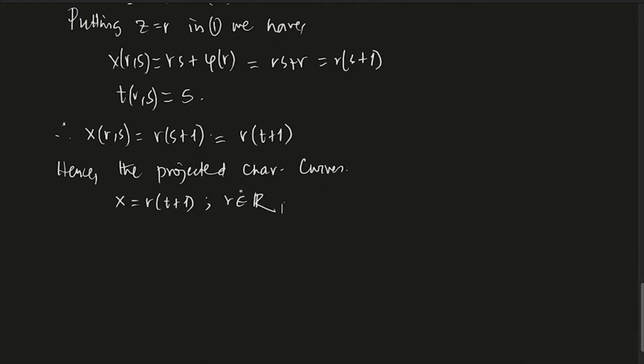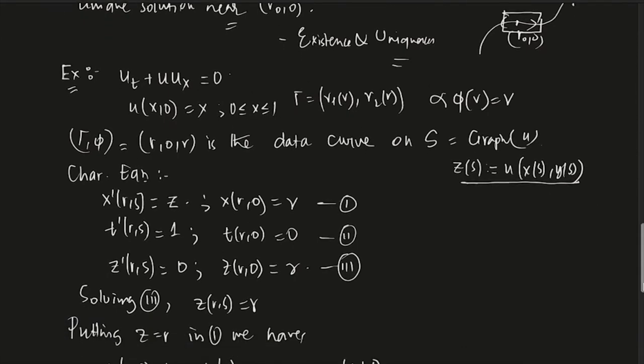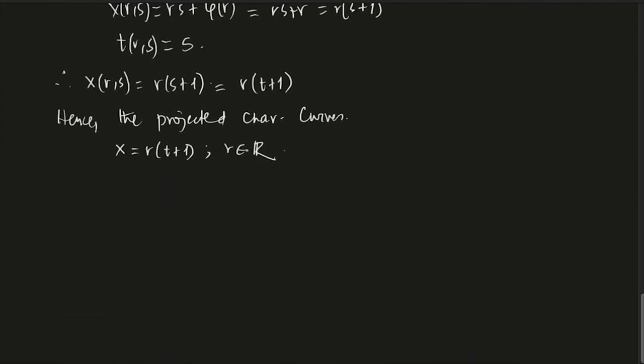So you see, projected characteristic curves here look a little different. It depends on r. For now, let's take this initial condition only restricted to 0 and 1. Let's just put that and see what happens. So this r only varies between 0 and 1. Let's put this restriction and see what happens. Without that also, it's not a problem. I want to see what the projected characteristics are.